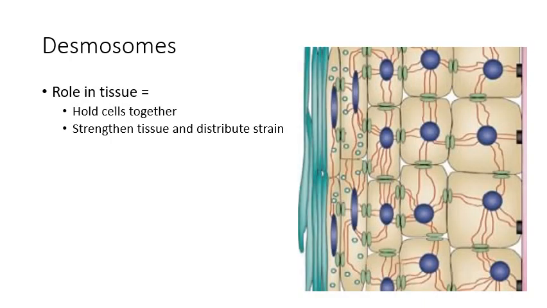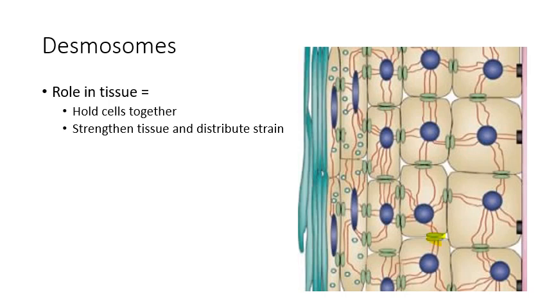The role of desmosomes in the tissue is to hold the cells together. It provides a lot of strength to the tissue. So if you remember that epithelial tissues don't really have extracellular matrix, that means they don't have collagen fibers running through that would normally be providing strength to the tissue. So instead, they're going to get their strength prominently from desmosomes.